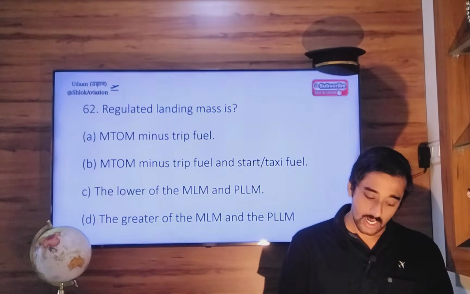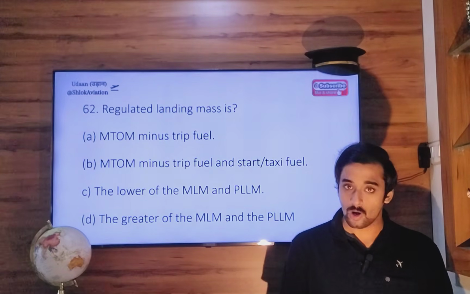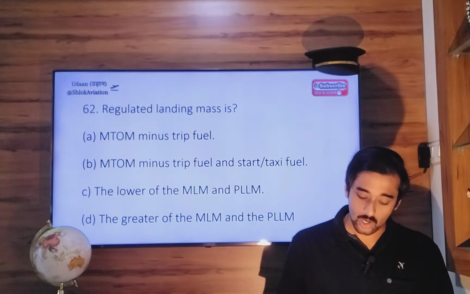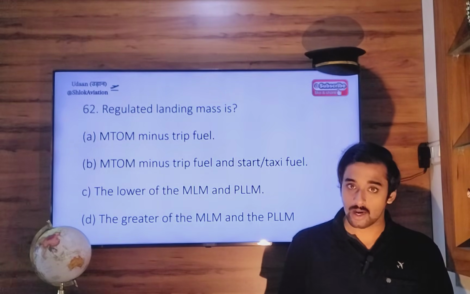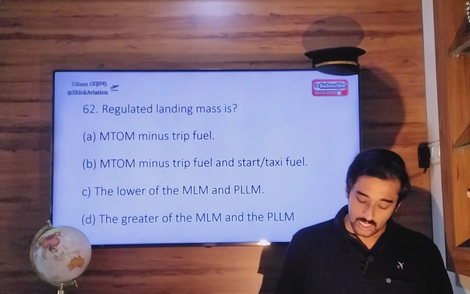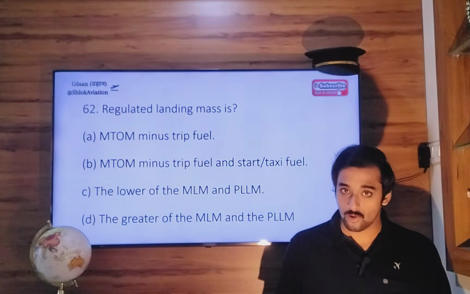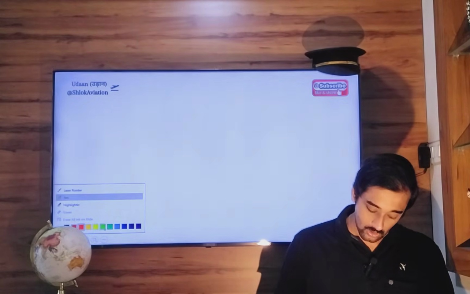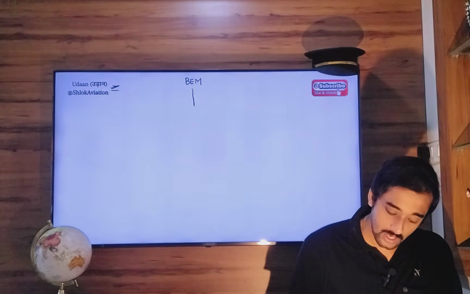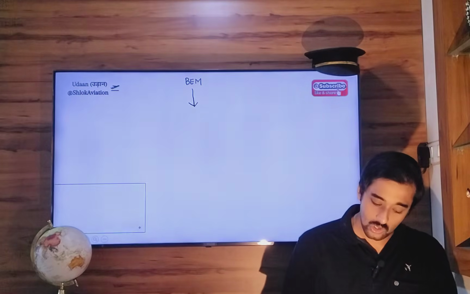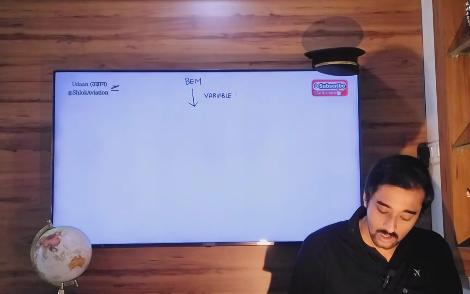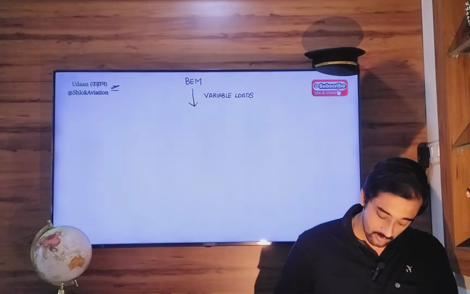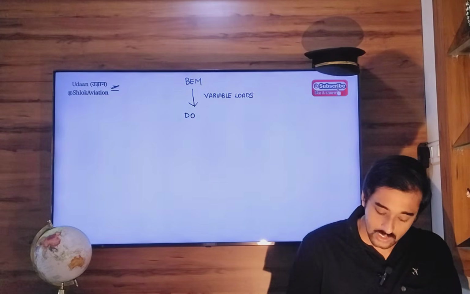Next, regulated landing mass is: maximum takeoff mass minus trip fuel; maximum takeoff mass minus trip fuel and startup taxi fuel; lower of maximum landing mass and performance limited landing mass; greater of maximum landing mass and performance limited landing mass. So, we always start with the basic empty mass or the standard mass of an aeroplane. Now, when we add variable loads to the basic empty mass, we get dry operating mass.